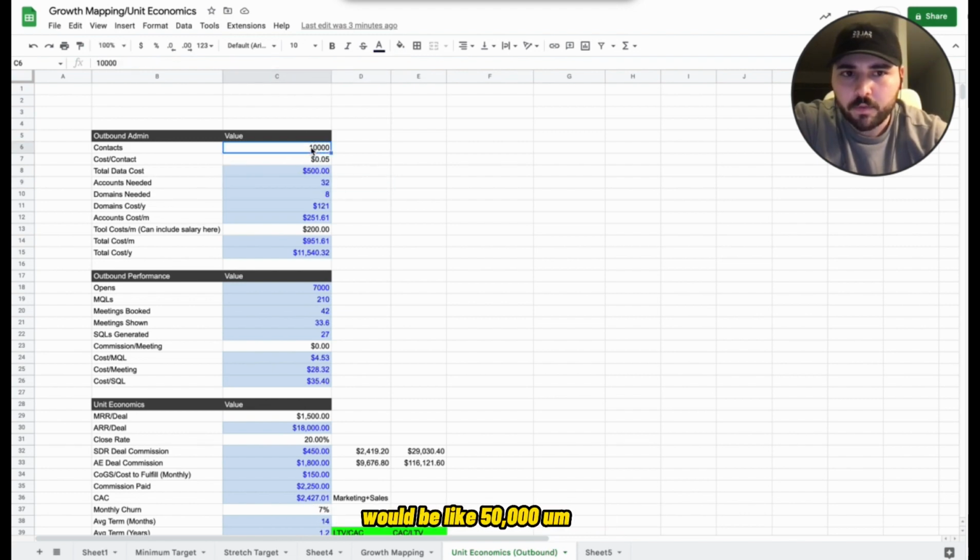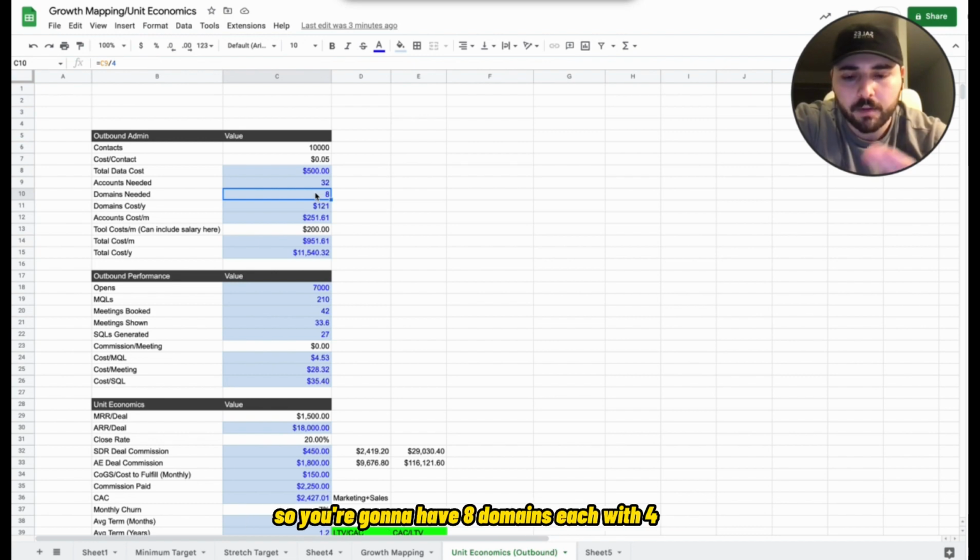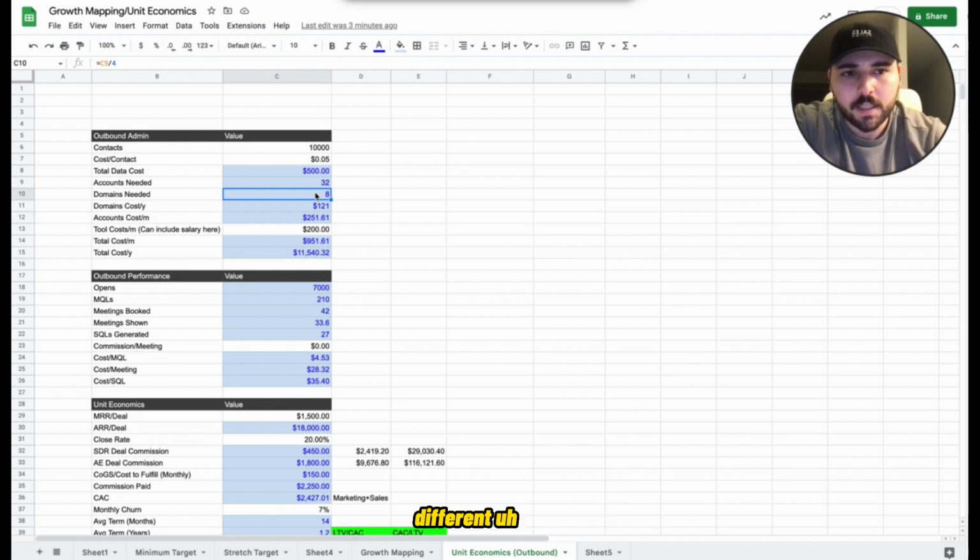So in this case, it'll be 50,000 emails, divided by 31, divided by 50, which gives us 32. And then 32 divided by 4 is 8, which gives us the amount of domains that we need. So you're going to want to have 8 domains, each with 4 sending accounts.